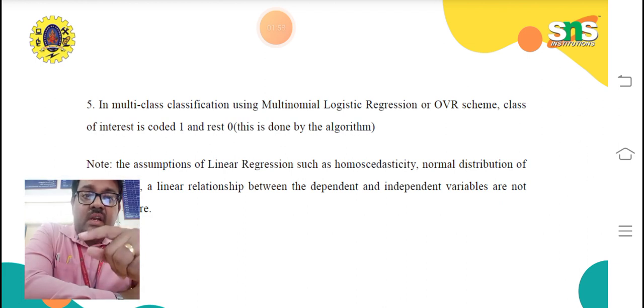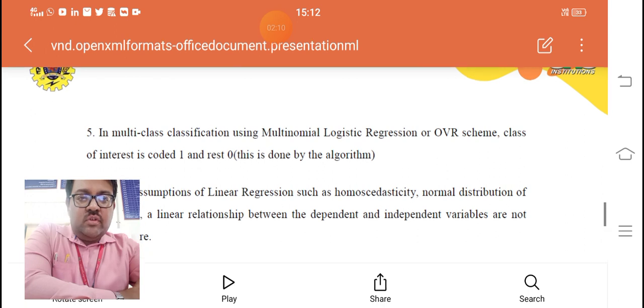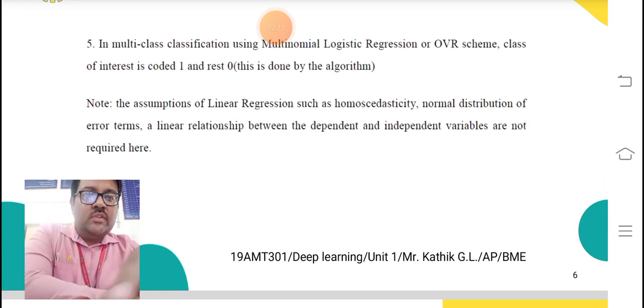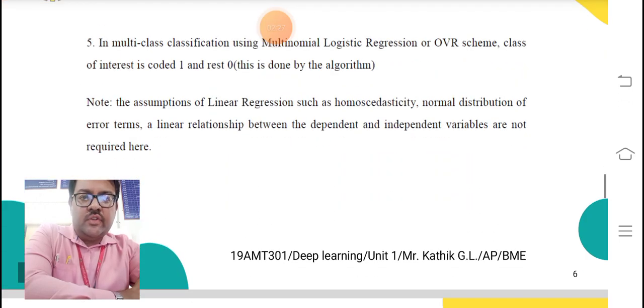In multi-class classification using multinomial logistic regression, whichever class we want, that is coded as 1 and the rest is coded as 0. So note that the assumptions of linear regression, such as homoscedasticity, normal distribution of error terms, and a linear relationship between the dependent and independent variables, are not required here. So this is about logistic regression.